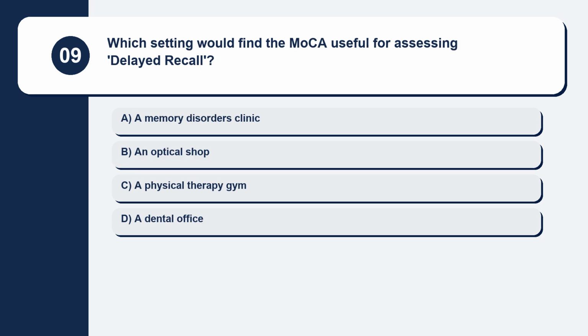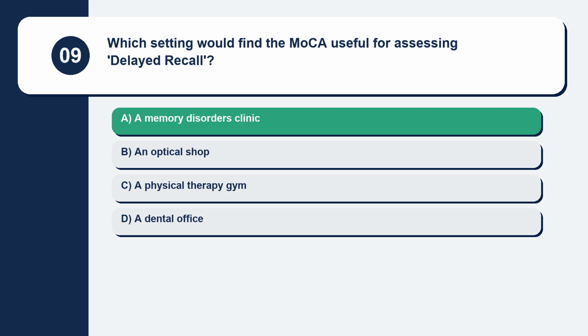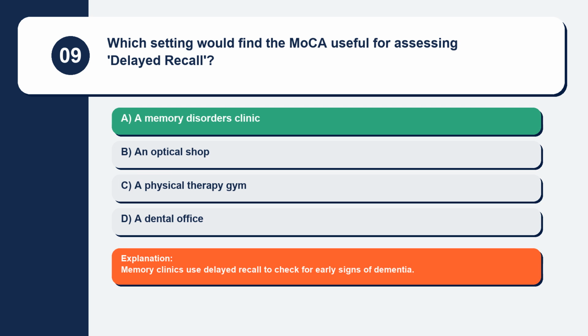Question 9. Which setting would find the MoCA useful for assessing delayed recall? A memory disorders clinic. An optical shop. A physical therapy gym. A dental office. Memory clinics use delayed recall to check for early signs of dementia.